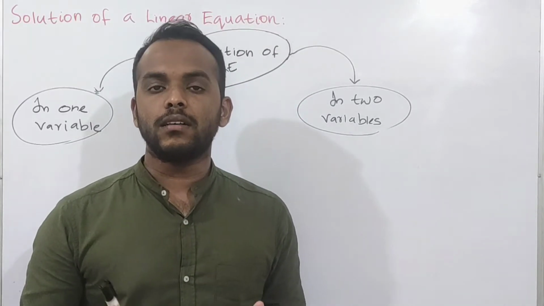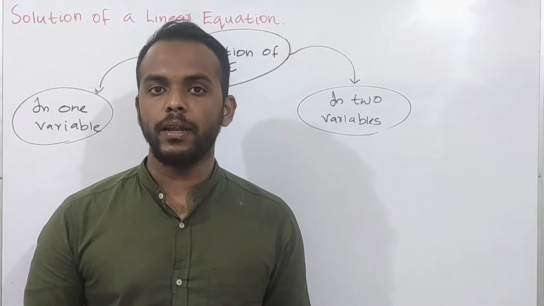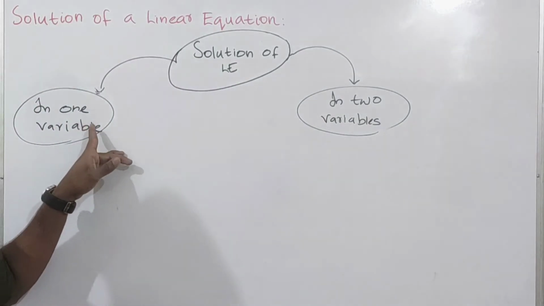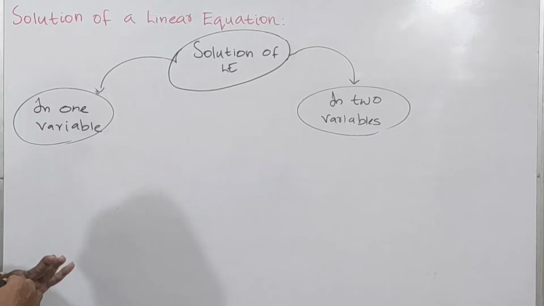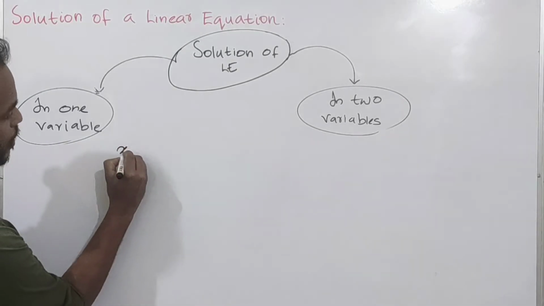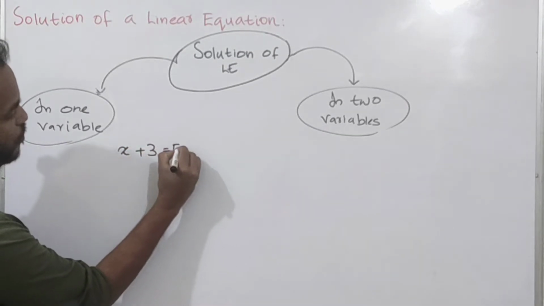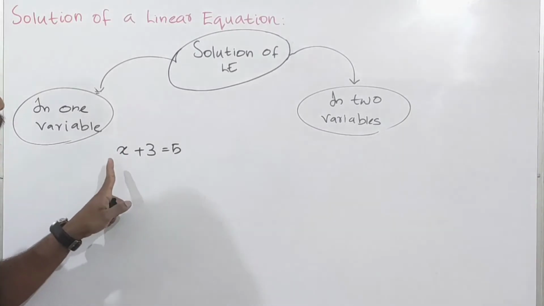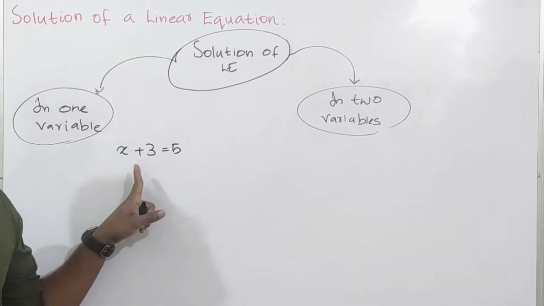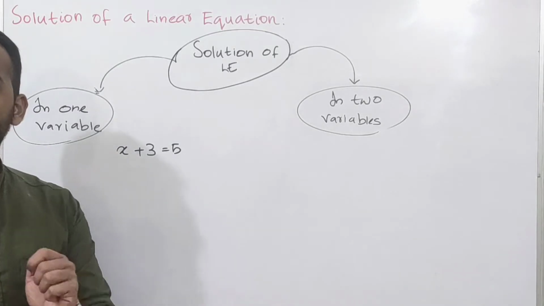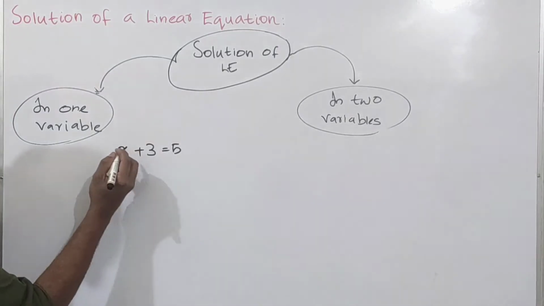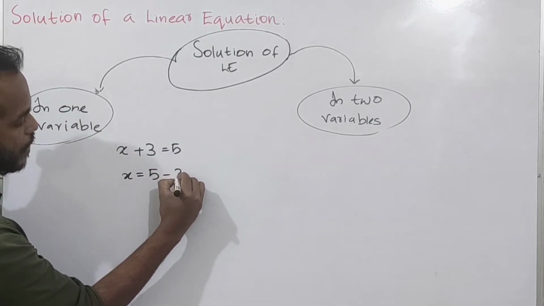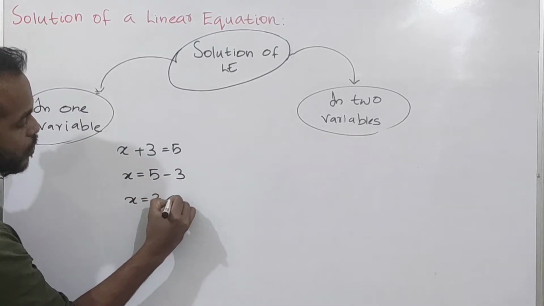Before discussing the solution of a linear equation in two variables, let's see the solution of a linear equation in one variable. We know any linear equation in one variable, for example, x plus 3 is equal to 5. This is clearly a linear equation in one variable because only one variable is here. Then for this equation, one and only solution, a unique solution, will exist. That is, to solve for this x, what will we do? We'll take the 3 to the other side. So what is it? X is equal to 2.